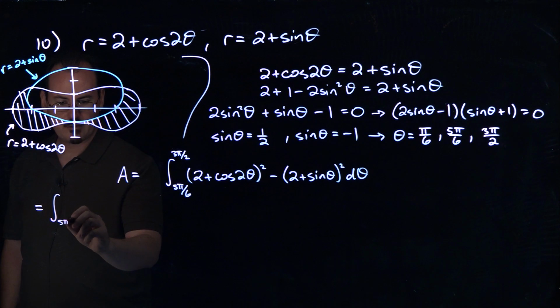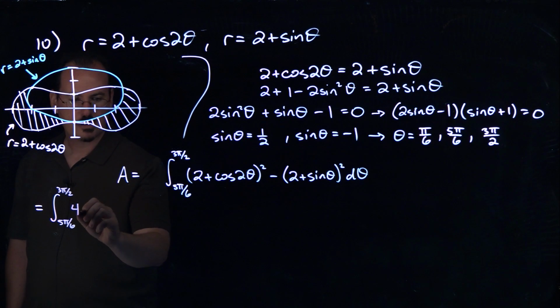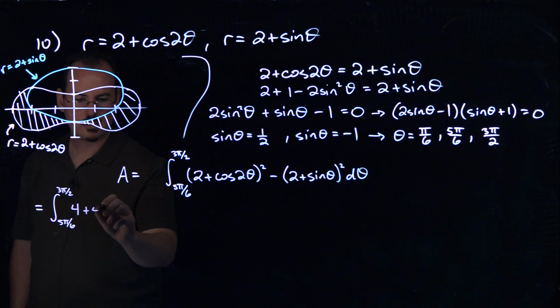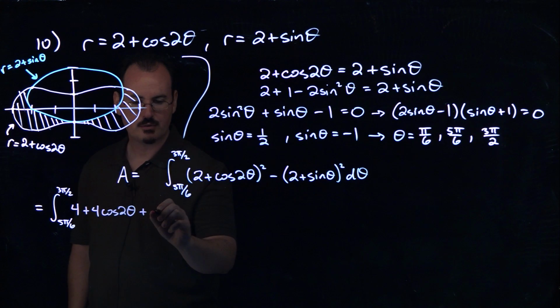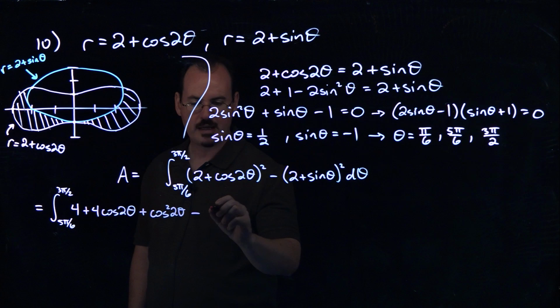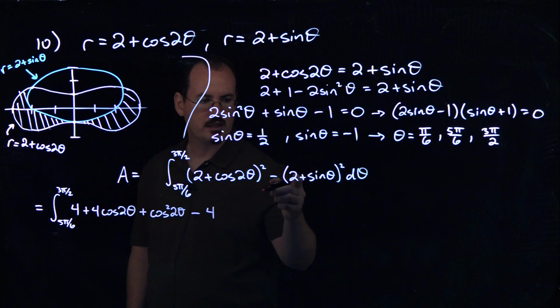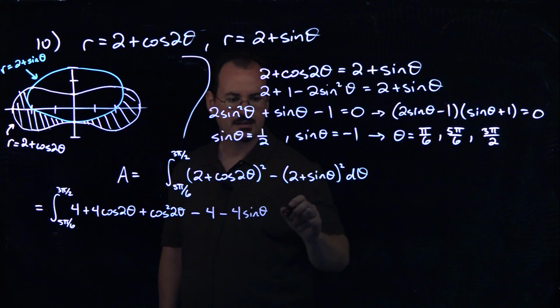Okay, so expanding all of this stuff, we're going to get, from 5 pi over 6 to 3 pi over 2, 4 plus 4 cosine 2 theta, and then plus cosine squared 2 theta, and then minus, if we expand that one, we'll get 4, and then we'll get minus 4 sine theta, the minus because of this here, so minus 4 sine theta, and then minus sine squared theta.